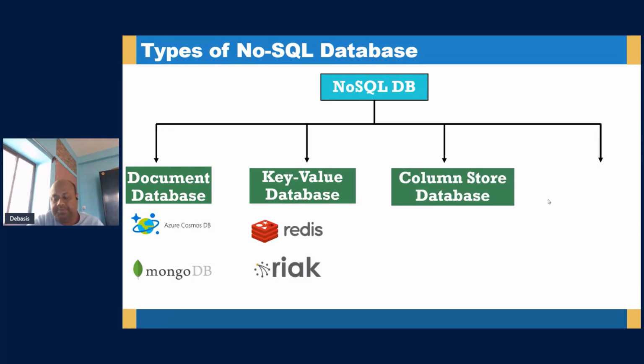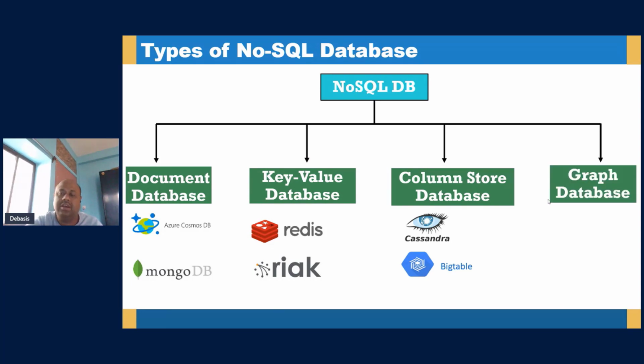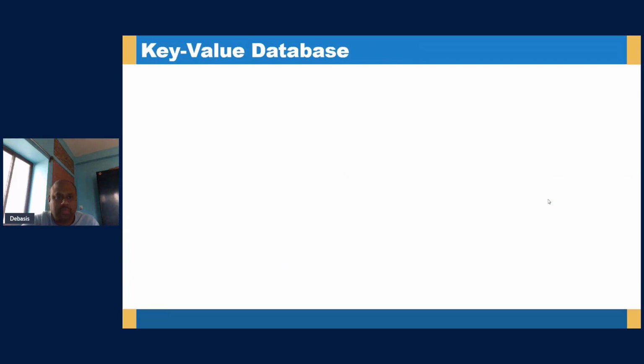Another is the column store database. A column store database basically stores data in a column structure. Cassandra and Bigtable are two examples of column store databases. And the last one is the graph database. Nowadays, graph databases are mostly used in platforms like social networking sites, or any application where different types of relationships are required between the data. We'll discuss a little bit about graph databases in the next portion. Examples of graph databases are GraphDB and Neo4j.